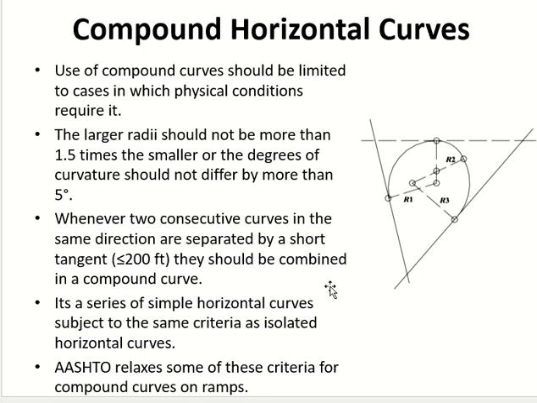Why do we do it? We do it for saving space. If you have two tangents and to cover the angle between the tangents you decide to cover it using a single curve, it will need more space. A compound curve will need less space as compared to a single curve. So that's why we do it, especially for ramps.